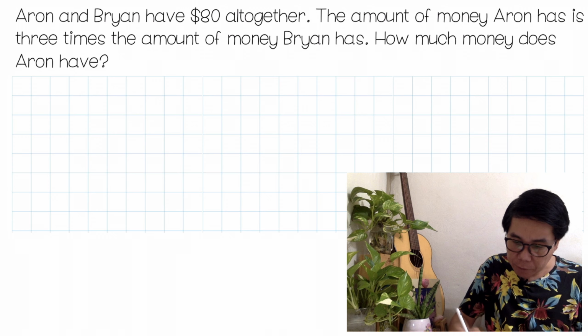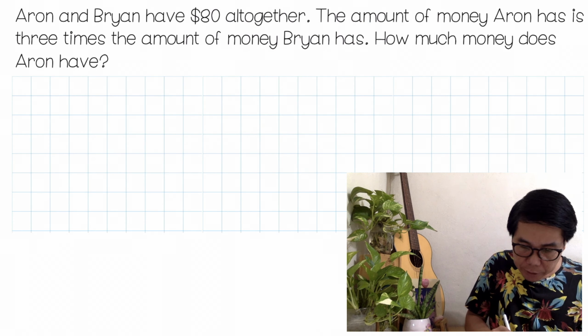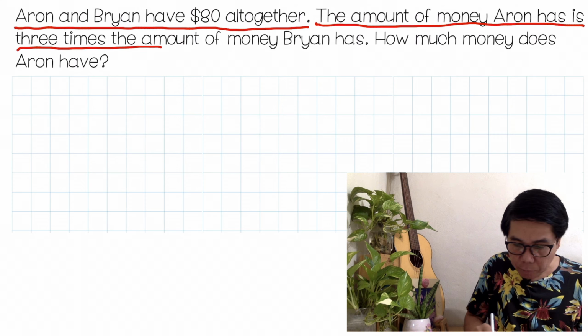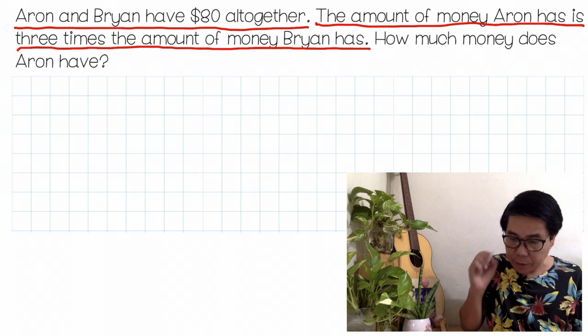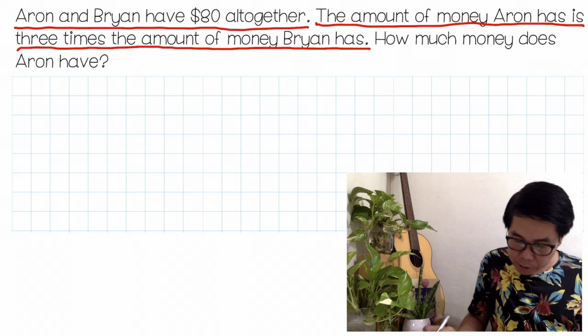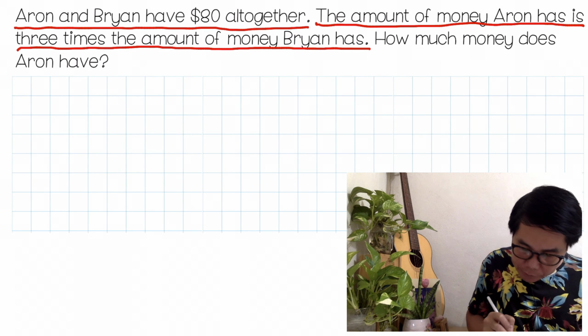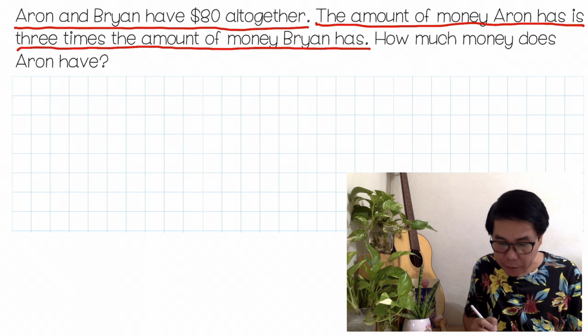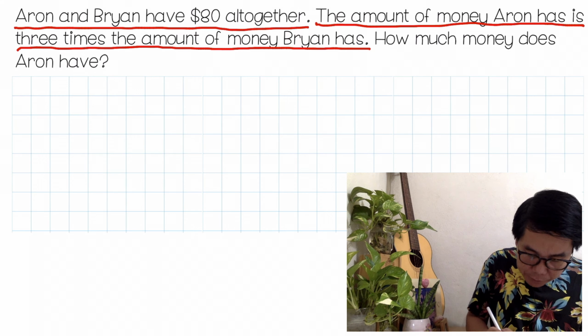So let us analyze the problem. Aaron and Brian have $80 altogether. The amount of money Aaron has is 3 times the amount of money Brian has. Okay, so in that case, we can now draw the model for the two statements. First of all, since Aaron has 3 times the amount of money Brian has, in other words, Aaron has more money than Brian. So I will draw first the model for Brian.